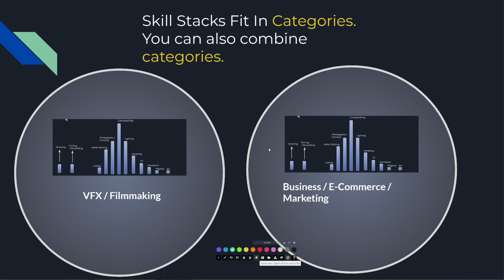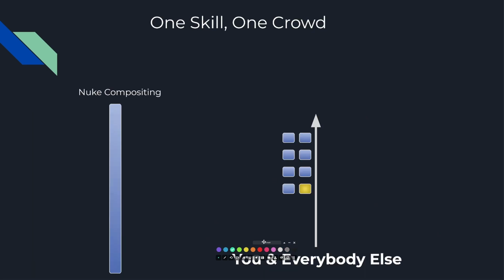We can continue this concept a lot further, but let's keep talking about skill stacks first. If you just look at a single skill stack, I'll just move this out of the way. If you have one skill, you're in one crowd. You and everybody else have exactly the same skill. It might be a little bit competitive if there's 100 compositors applying to the same job and you have the same exact skill, it might be a little bit harder for you to get that job.